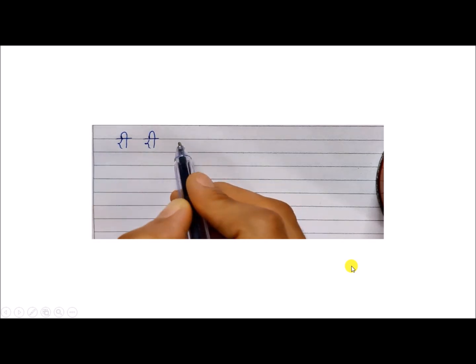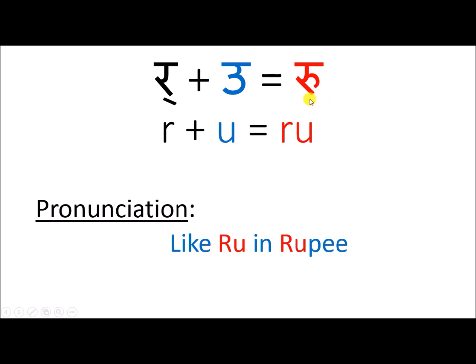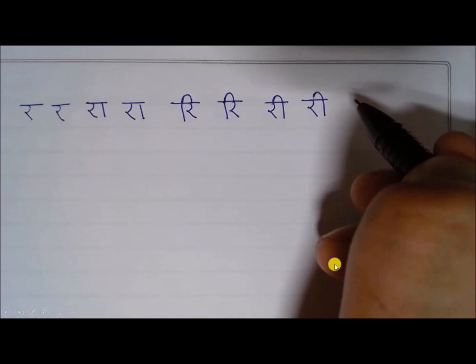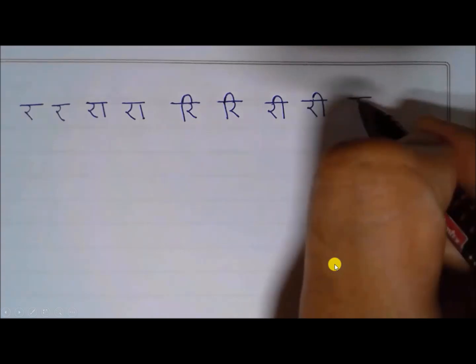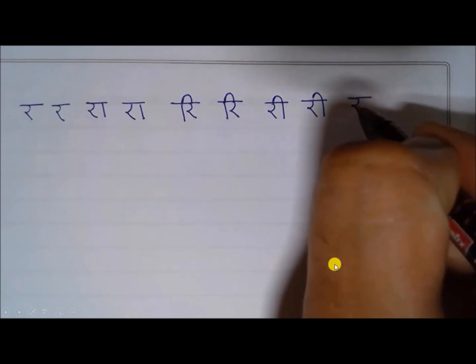Okay. The next sound is ru, and you get this sound ru when you add r to u. R plus u equal to ru. R plus u equal to ru. And ru is pronounced like ru in rupee. Rupee. Okay. And ru is written like this.